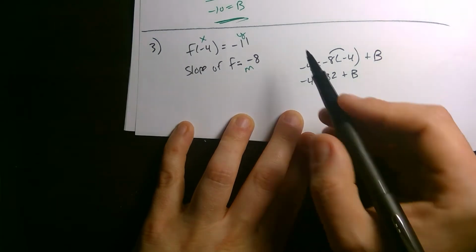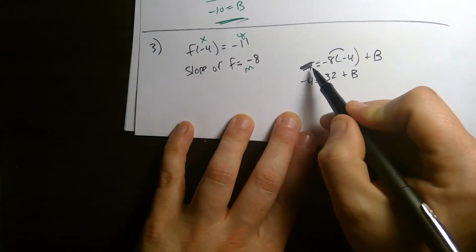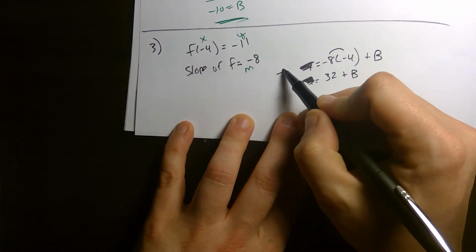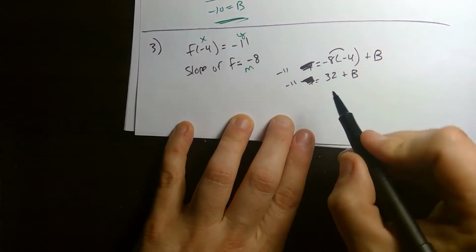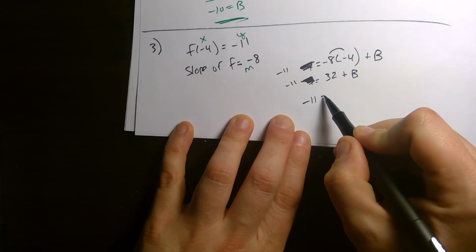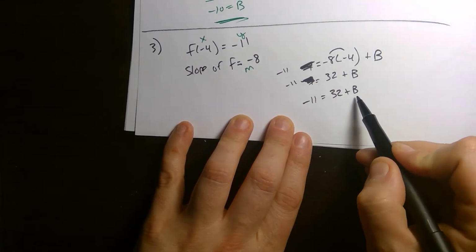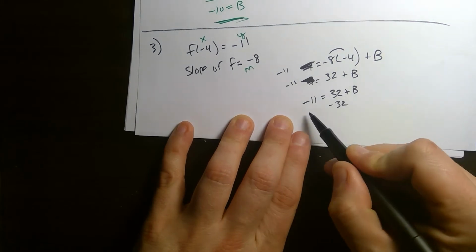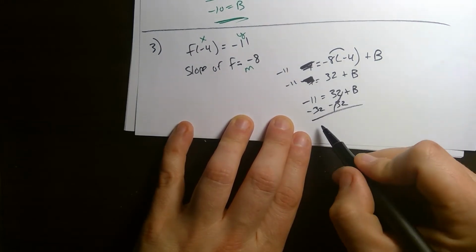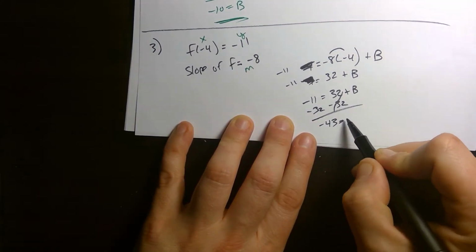Hold on, I've made a mistake. I got to go back. I'm looking at the wrong one. Sorry. This should be a -11. I apologize. So let me rewrite this because this is messy. I have -11 equals 32 plus b. All right, now in order for me to get this b alone, I'm going to have to subtract 32. And so that's going to give me -43 equals b.